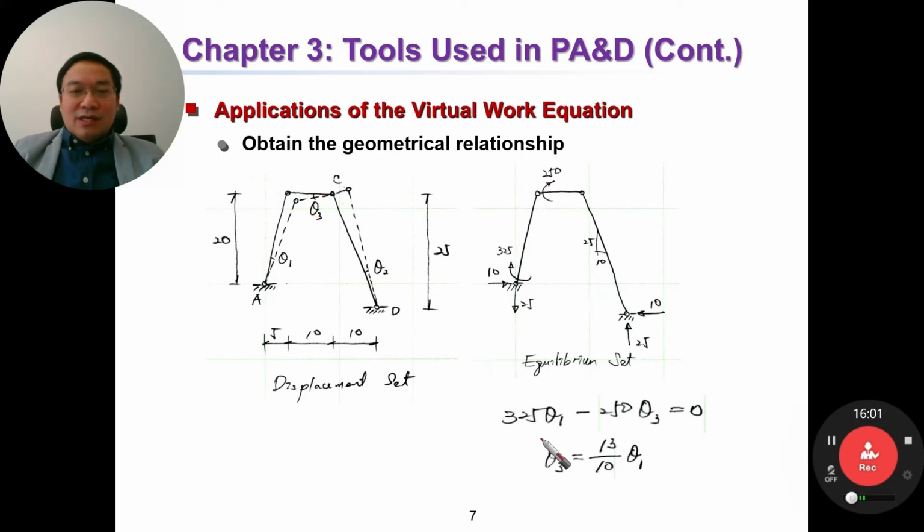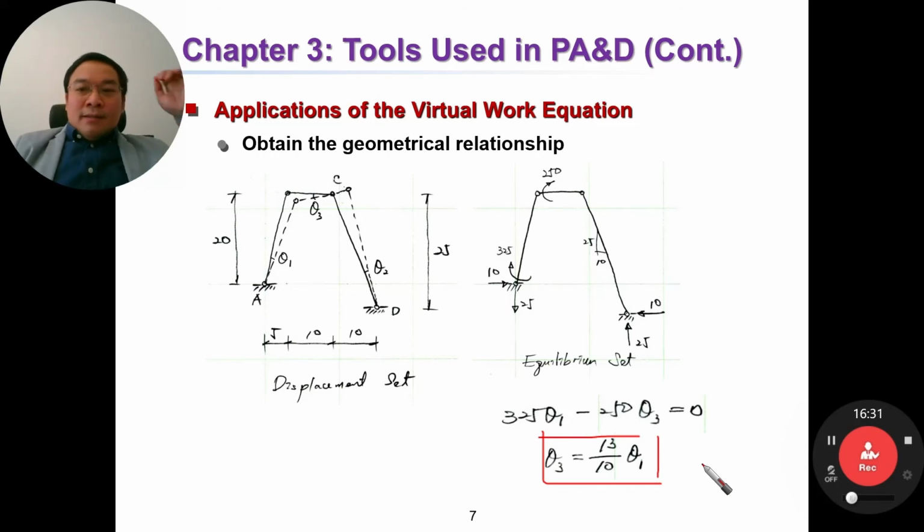Then finally we have theta 3 equal to 30 divided by 10 of theta 1. So now we have the relationship between theta 1 and theta 2, and here is theta 1 and theta 3, and you can make a relationship between theta 1, theta 2 and theta 3. So that is an application of the work on obtaining the geometrical relationship.